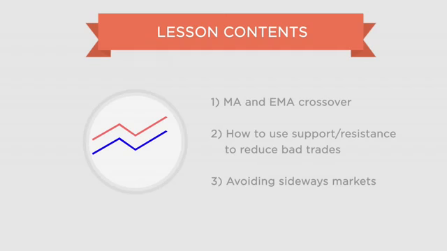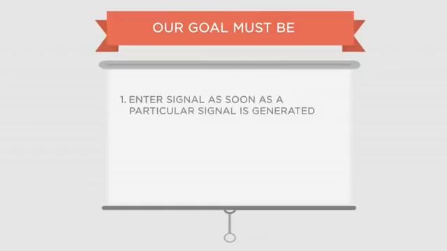Welcome to the 5th lesson of the series on moving averages. In this lesson, we'll introduce you to a trading method based on the crossovers of moving averages. You'll get entry points near the support or resistance area. So for our trading system, the goal must be to buy or sell as soon as the signal is generated.